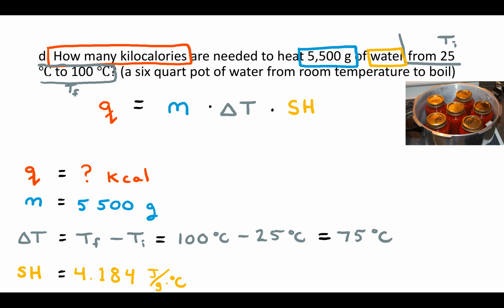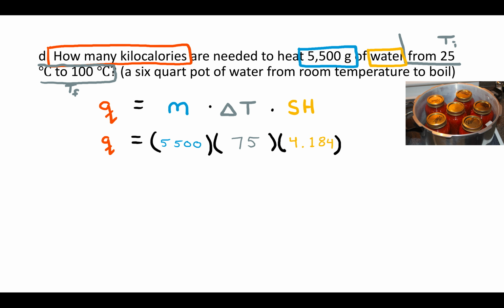Now let's take a look at the units. First, note they want Q in kilocalories, but in the specific heat for water that we know, it has joules. So we're going to have to do a conversion after we plug these numbers into the heat equation, but otherwise the units match. Grams for mass matches grams in the specific heat. Degrees Celsius in delta T matches degrees Celsius in the specific heat. So we'll plug these numbers in, and then we'll convert joules to kilocalories. So Q is going to equal 5,500 times 75 times 4.184.